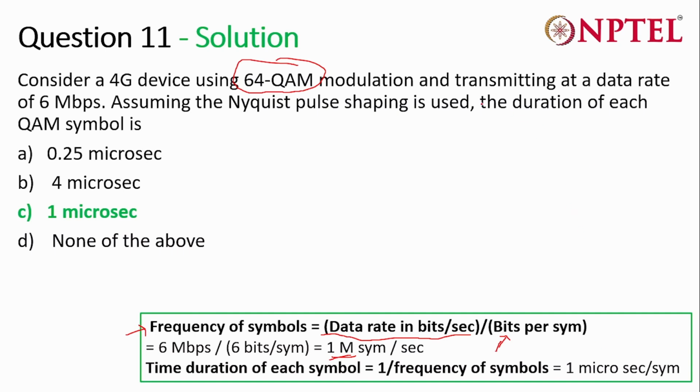To find the duration of each QAM symbol, we are first finding the frequency of the symbols. So it's data rate in bits per second divided by number of bits per symbol. We have 6 megabits per second divided by 6 bits per symbol, which becomes 1 mega symbols per second. And we are doing 1 divided by that to get the time duration of each symbol. Basically, it is 1 divided by baud rate.